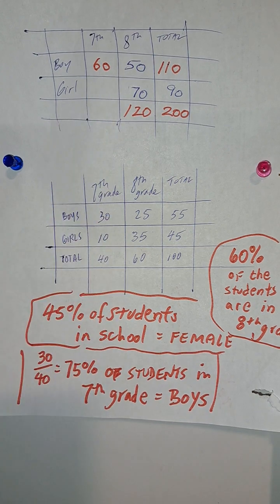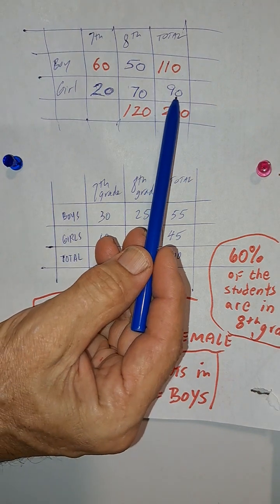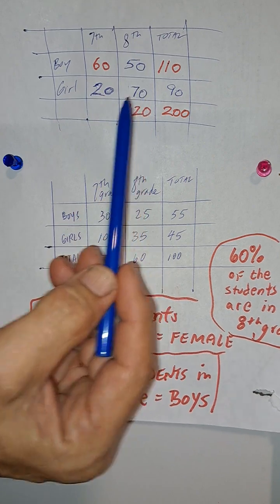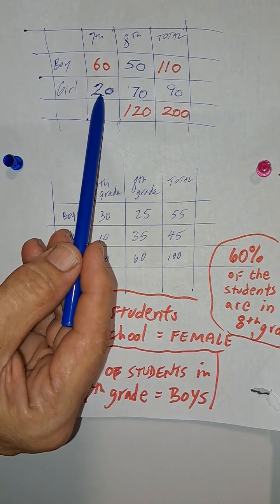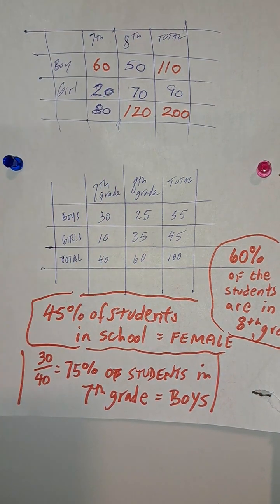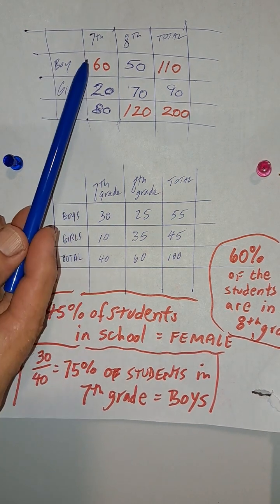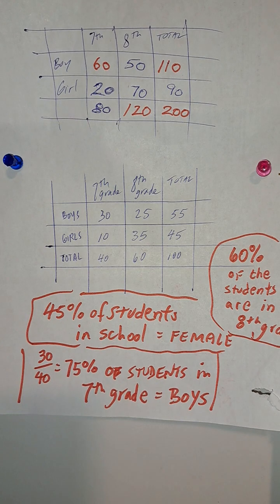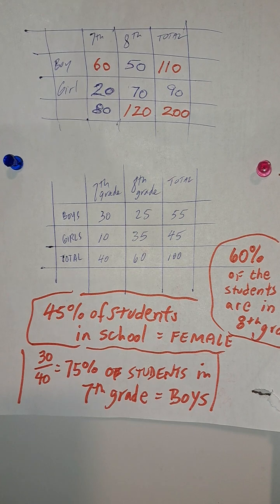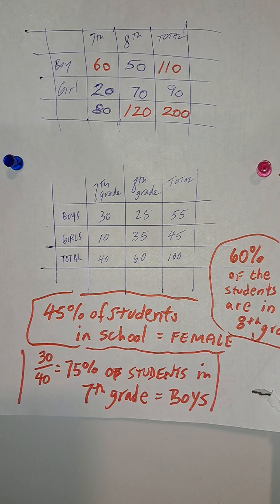What else can we find out here? Precisely, because there's 90 girls total, and there are 70 in the 8th grade, we must have 20 in the 7th grade. And the final box gets filled in because we know that 60 and 20 makes 80. So this is a typical situation that happens in some of these questions. They give you only a few, and you have to fill in the other numbers.